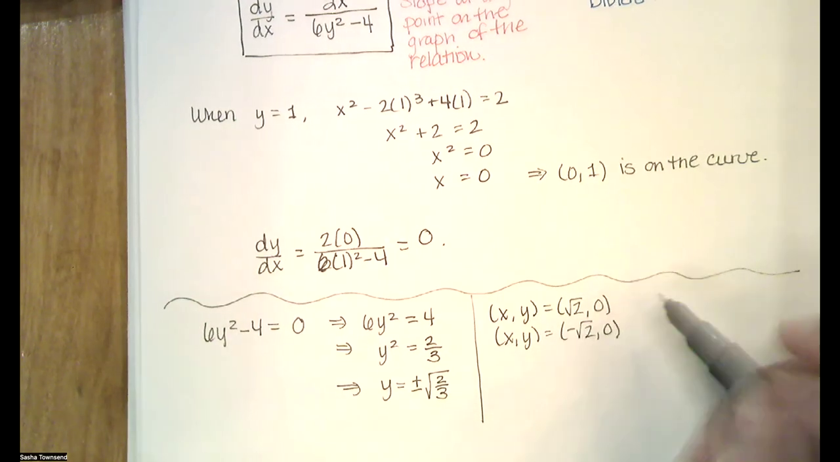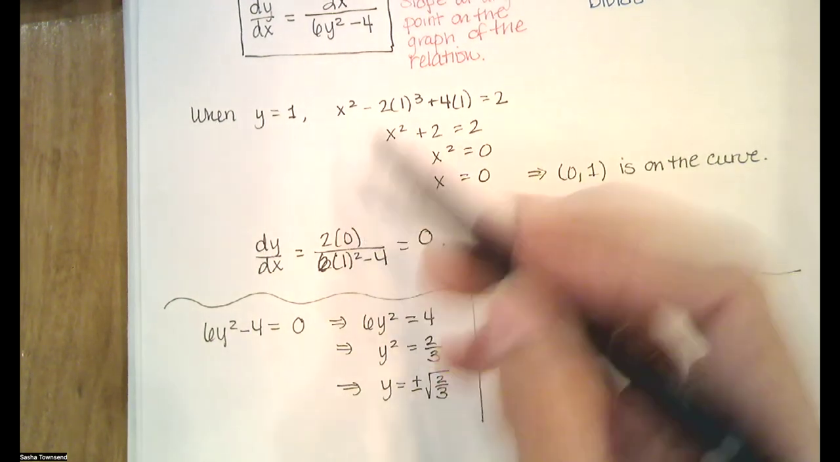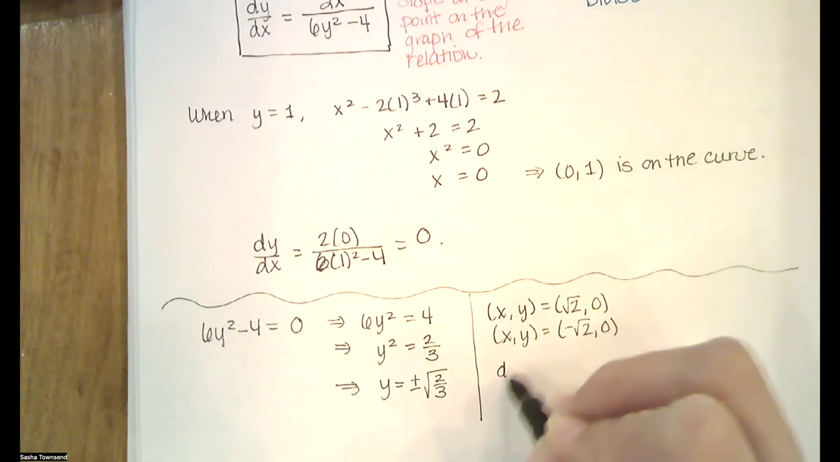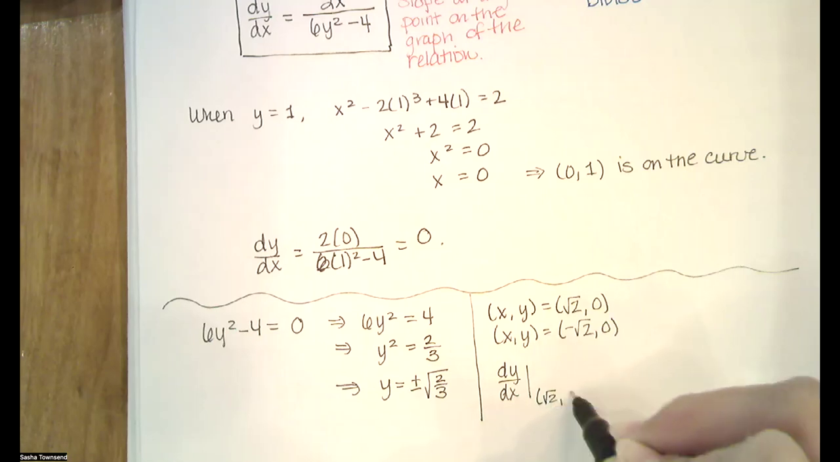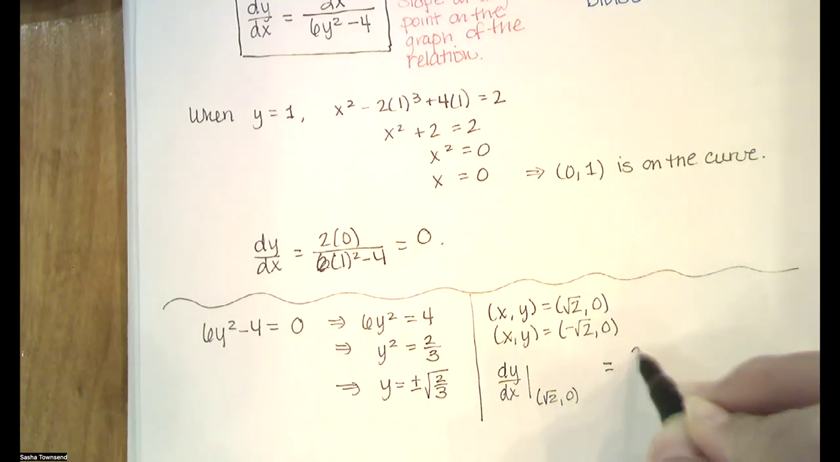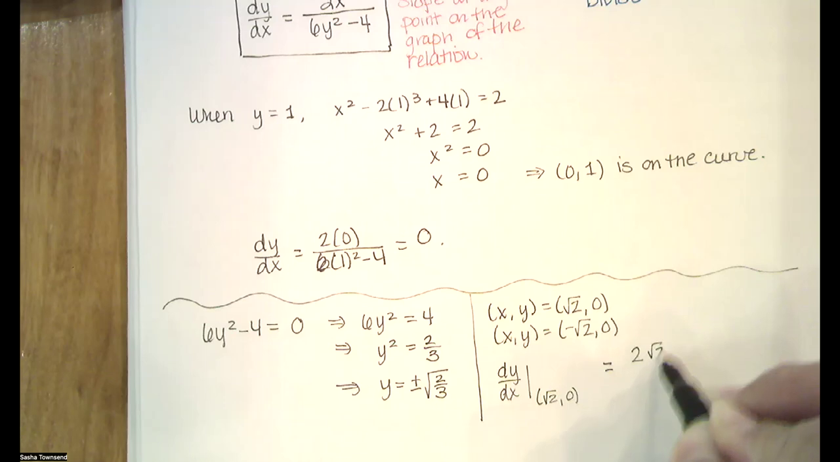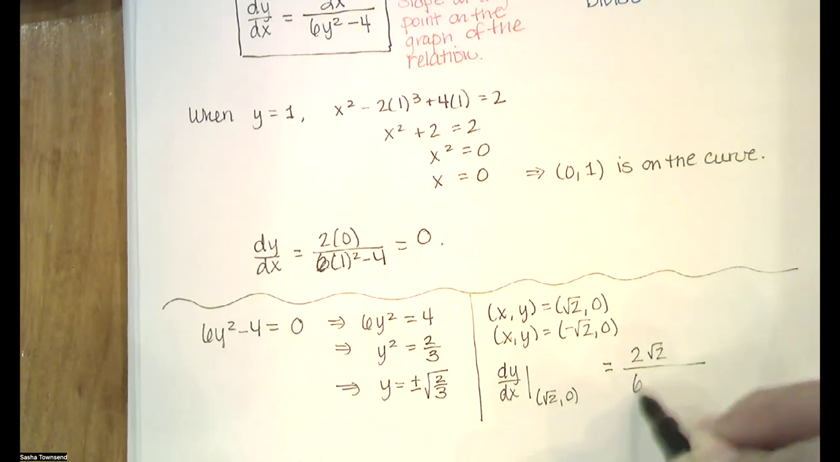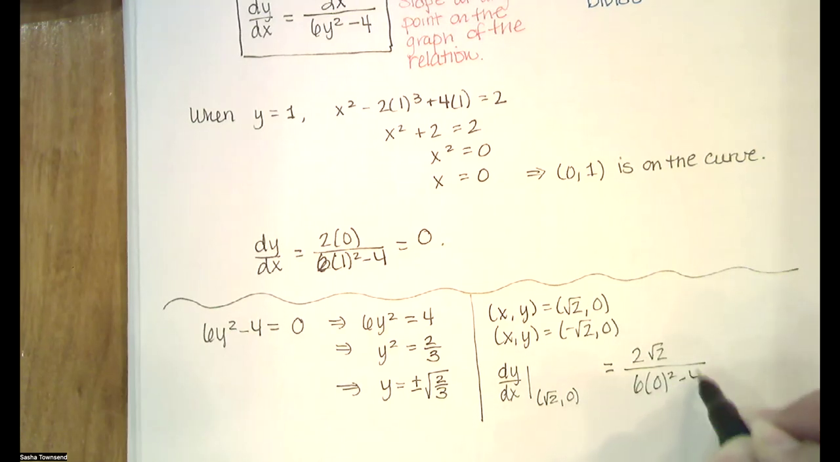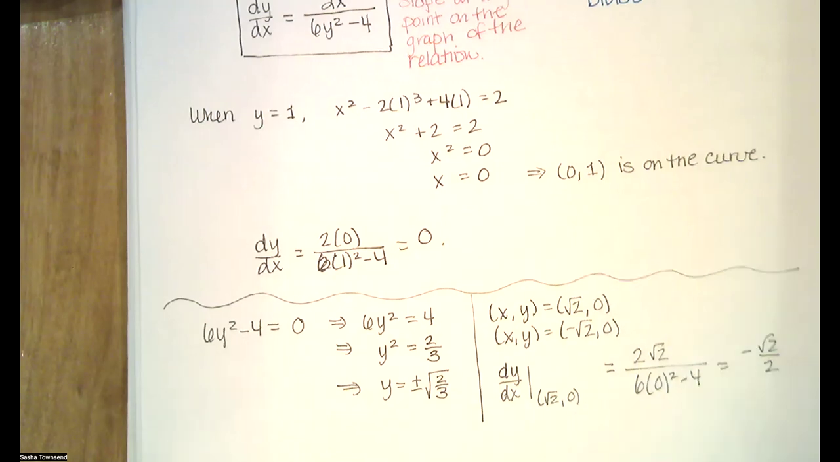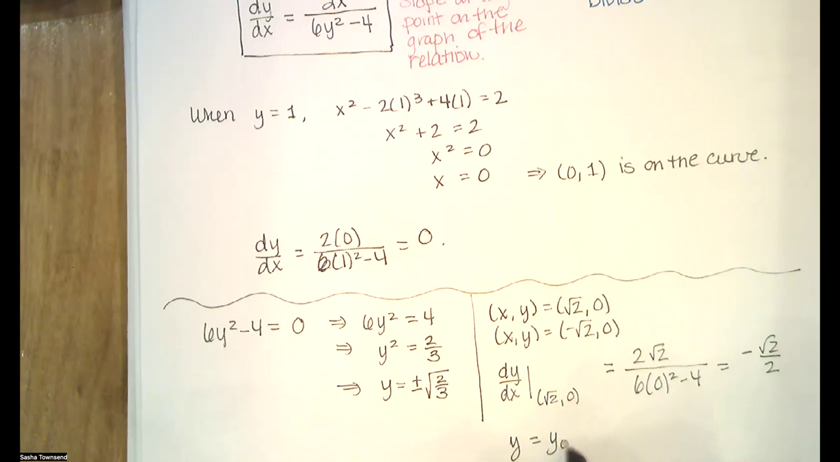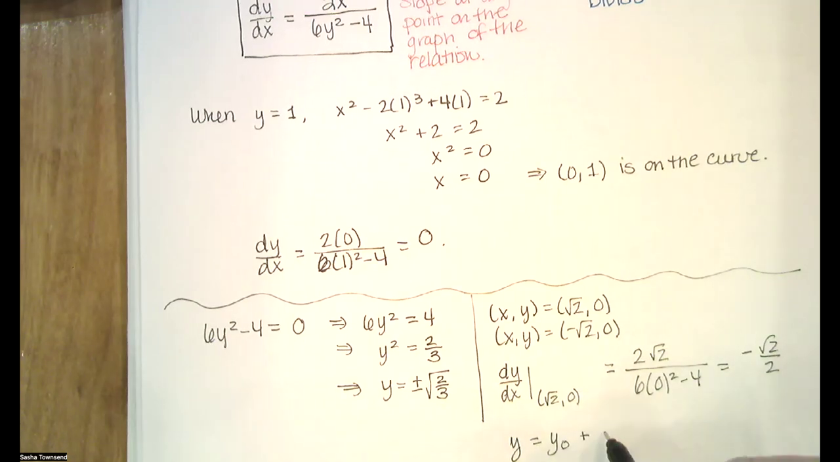In each case, you substitute those into the formula for the slope. We're going to evaluate our slope at square root of 2, 0. So in our numerator, we get 2 times our x value, which is square root of 2, over 6 times y squared minus 4. So you end up with a negative square root of 2 divided by 2 as the slope at this location.